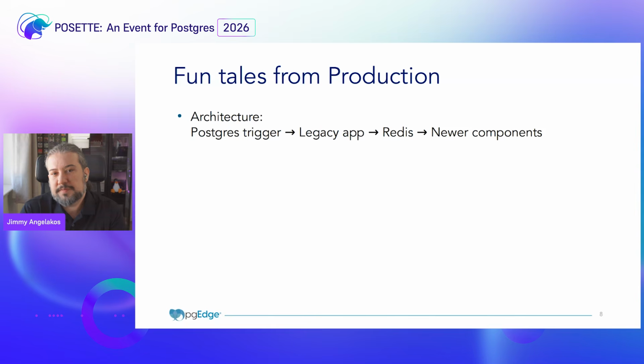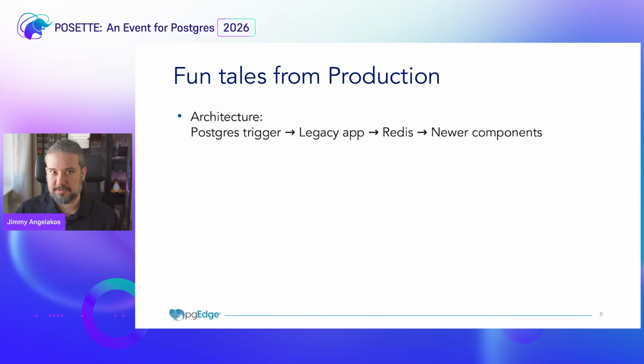So this production setup that we're going to be talking about is a Postgres trigger that contains the notify, and then that notification goes to a legacy application, and that legacy application then puts the message on Redis, because that's where the newer components of the system are. So the newer components are connected to Redis.